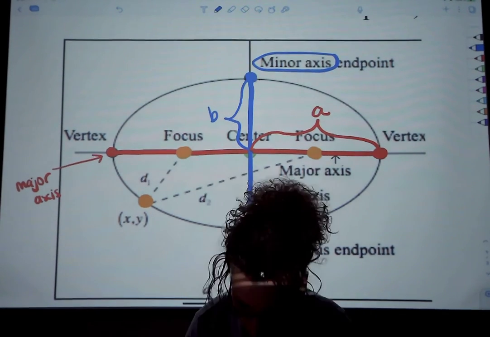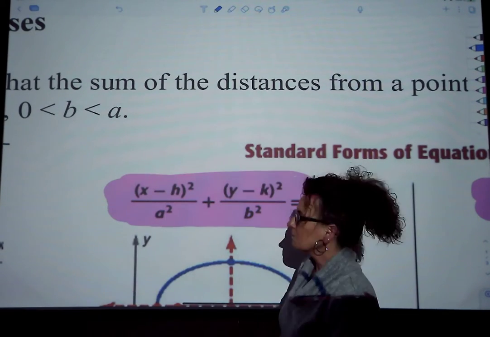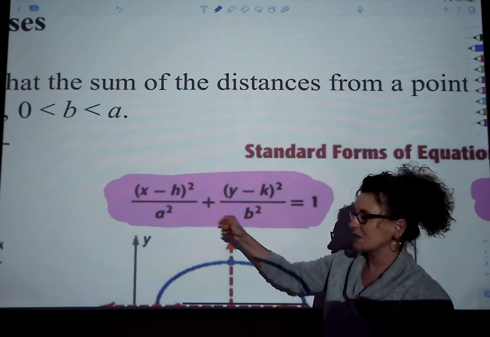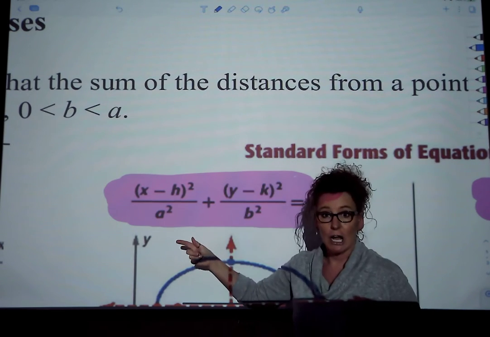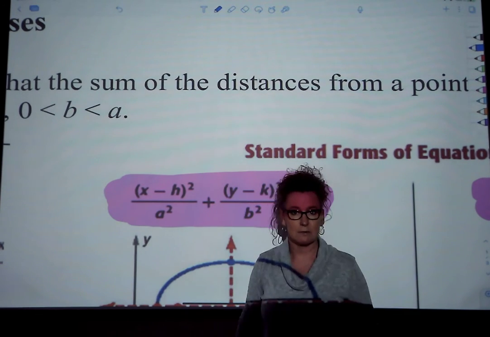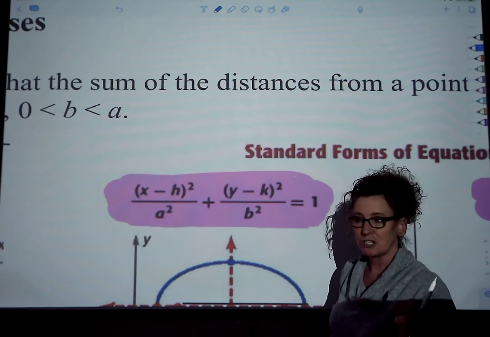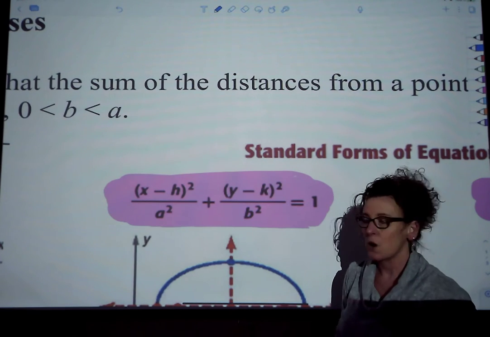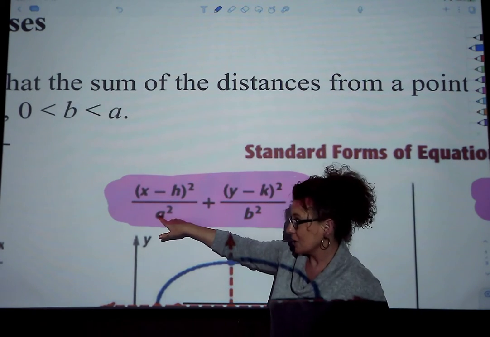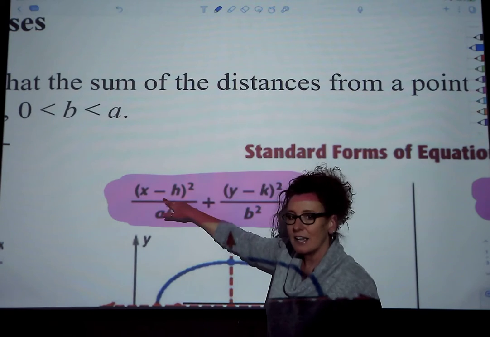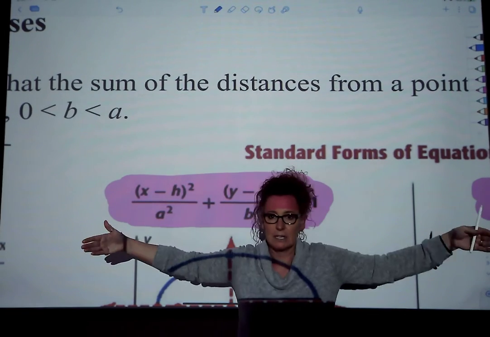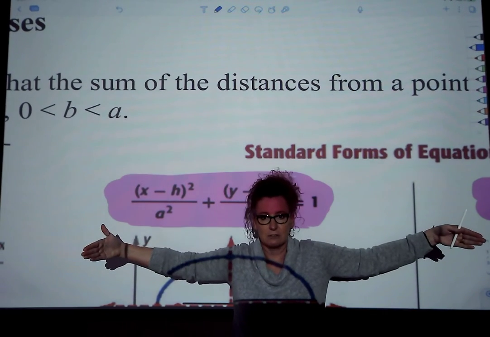Go back to your equation. Remember how I said you're going to be able to look at this and say, oh, I see which number's bigger. I see which way my ellipse is. So in the picture that I just showed you, A was bigger. A would be here under the x squared. These are linked together. It's longer in the x direction.